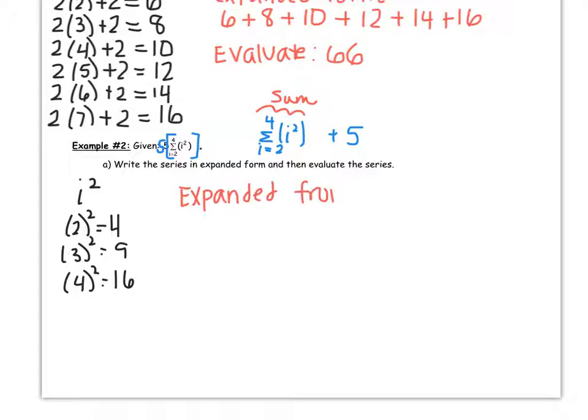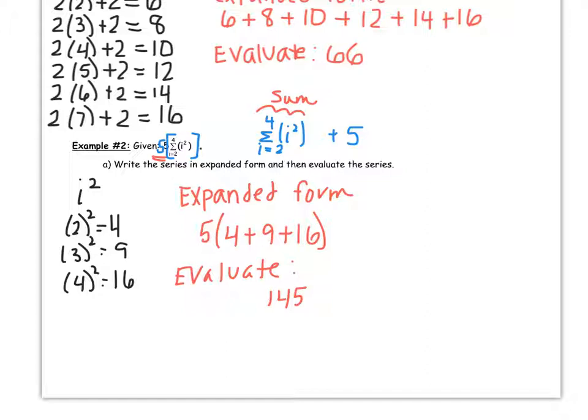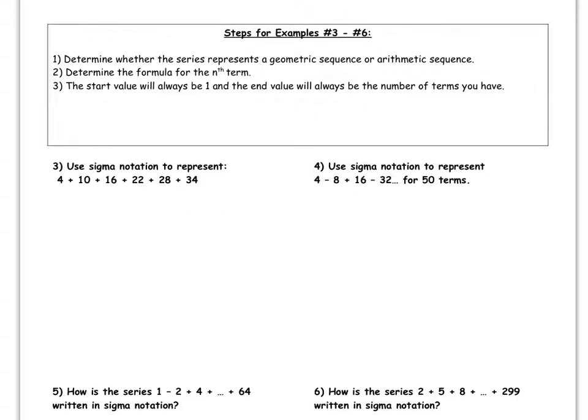So if I want to write this out in expanded form, the answer is 4 plus 9 plus 16 with a 5 in front, because that's when I'm multiplying it. And if I want to evaluate it, I just type all that into the calculator. So pause the video, type it in, and then hit resume when you're ready for the answer. Okay, your answer should be 145. Okay, now let's move on to the next page.